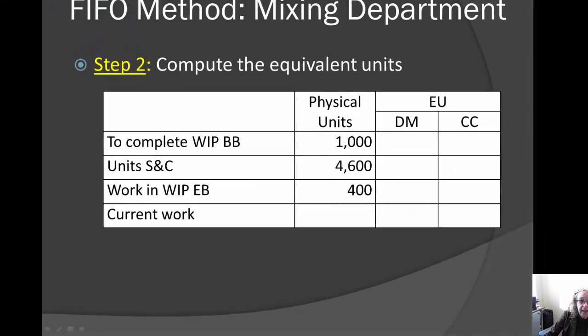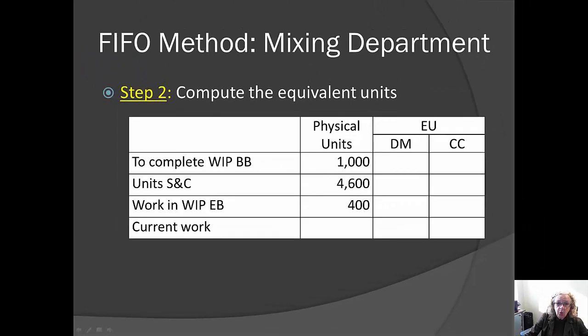In step 2, we need to consider the equivalent units. But in FIFO, we are only considering equivalent units for materials or conversion costs that are added in this period. We are treating the old costs that were added previously separately, and I will show you how that's done in another step.